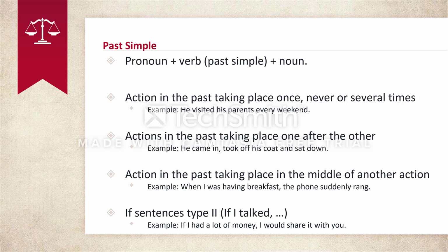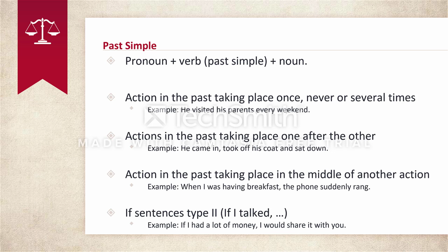So now we're going to break down that definition. Let's take that first piece. That states an action in the past taking place once, never, or several times. So the example reads, he visited his parents every weekend. So we can see we have our pronoun, the verb, which is conjugated in the simple past. We have our subject, his parents, and every weekend. So that's the time frame, or the repetition. So it was every weekend, which would correspond to several times.